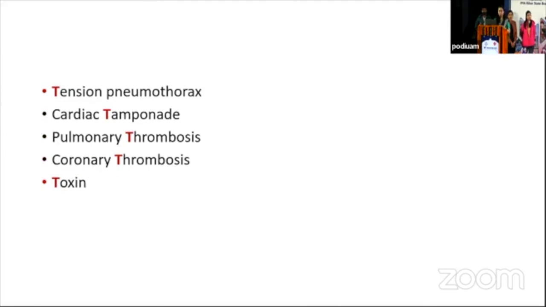Then the 5 T's would be tension pneumothorax, cardiac tamponade, pulmonary thrombosis, coronary thrombosis, and toxins. So we'll rule out these 5 conditions also. That is, is any of these conditions responsible for the current clinical status of the patient?